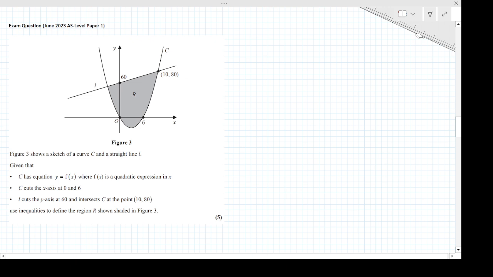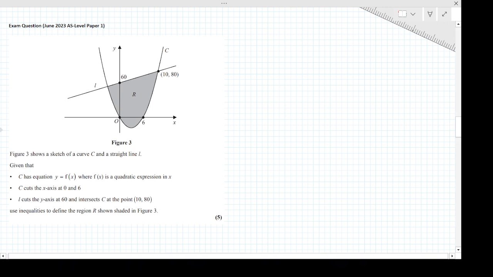It says use inequalities to define the region R. So it's exactly like the last example, right? We need to find the inequalities that define the region, rather than finding the region using a given inequality. We need to work backwards again. So that's what we're going to do. Again, we're going to consider all the types of lines and curves we have.